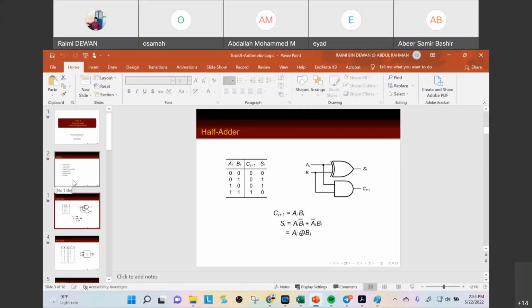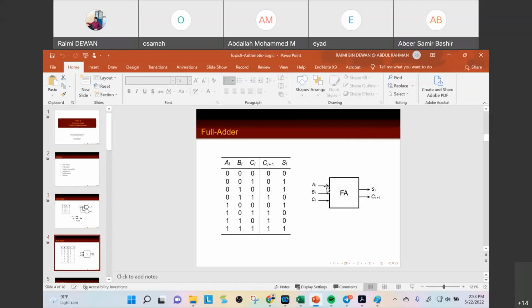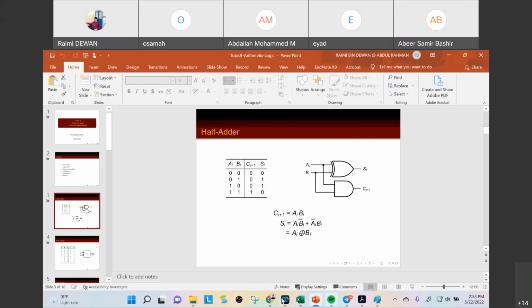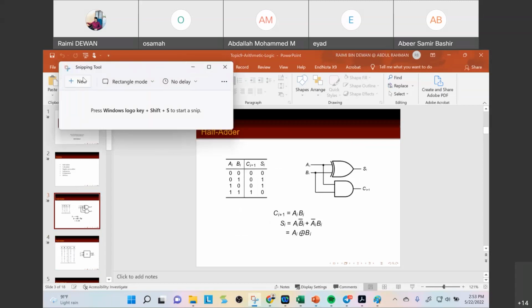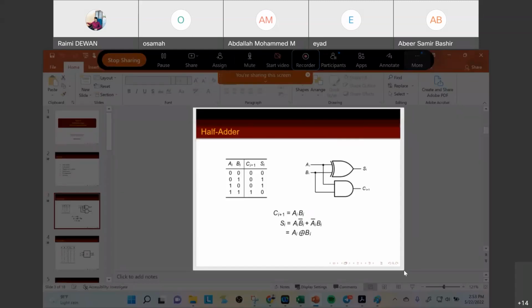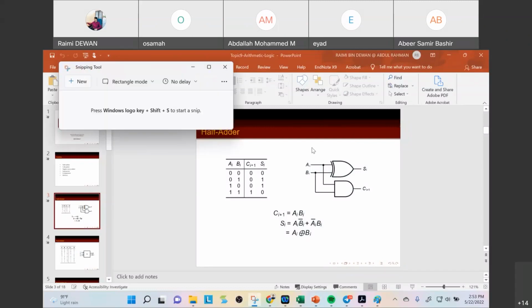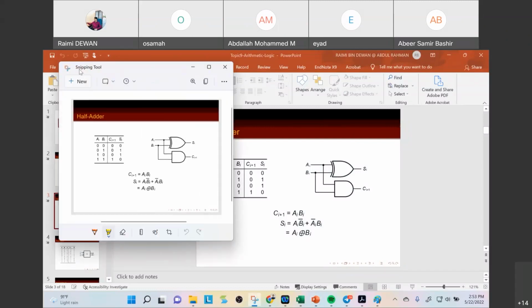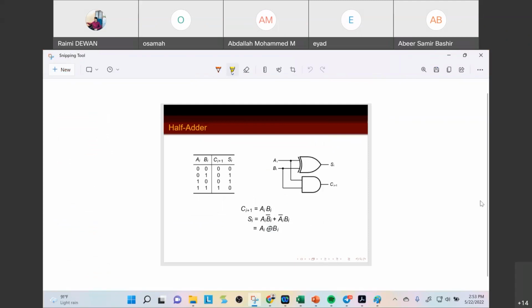which is the full adder. Okay, the difference between half adder and full adder is that full adder has a carry in, half adder doesn't have. Okay, so this is half adder.